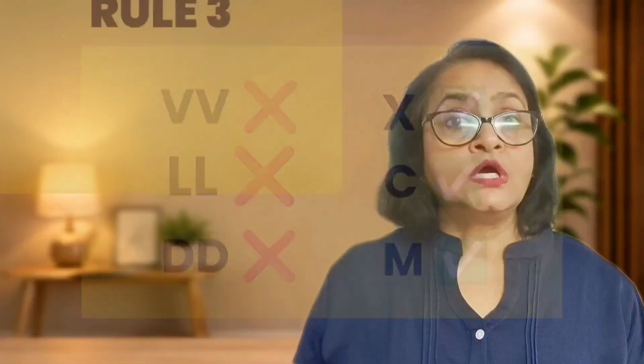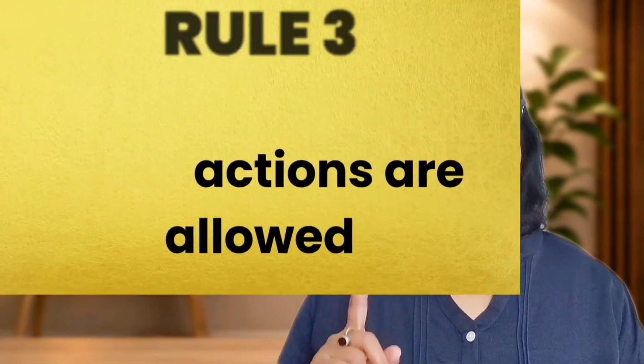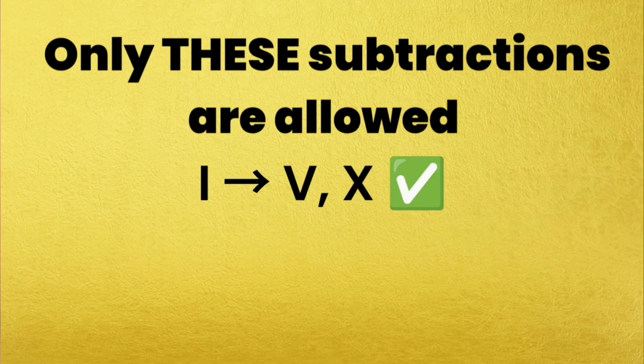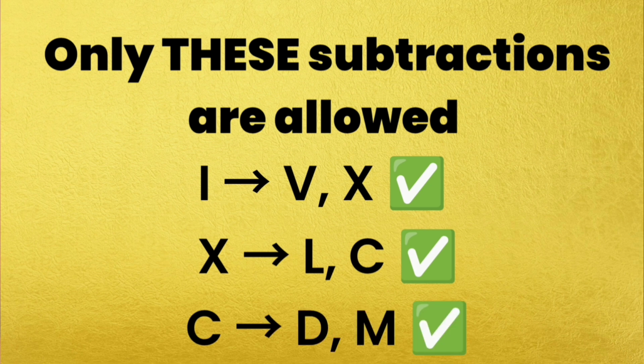Rule 3. Only these subtractions are allowed. I only before V and X. X only before L and C. C only before D and M.